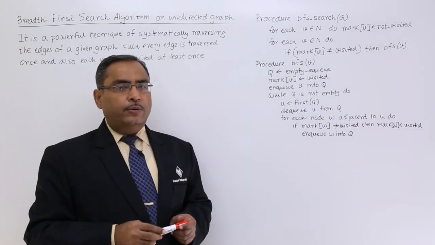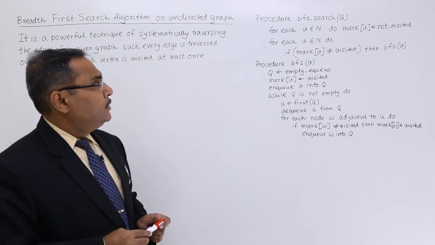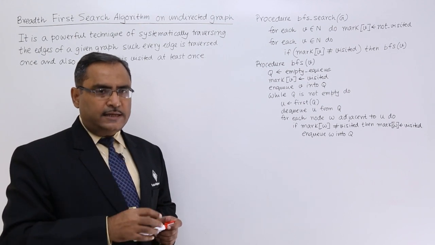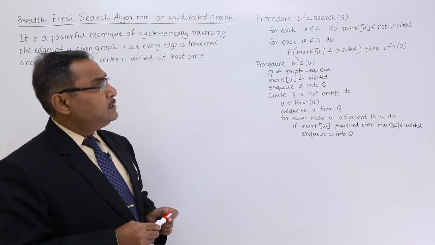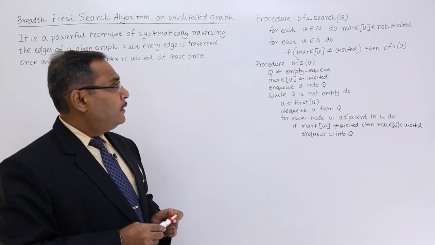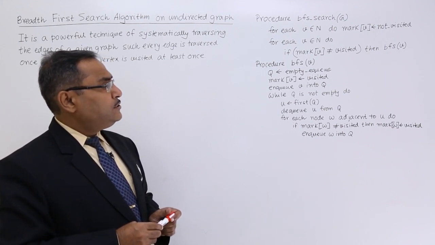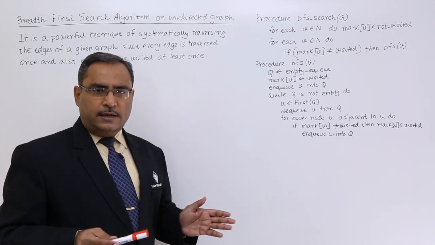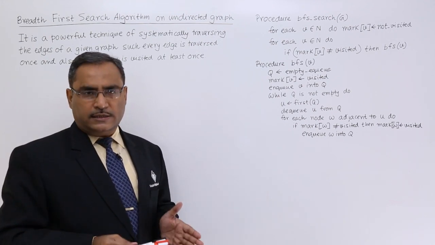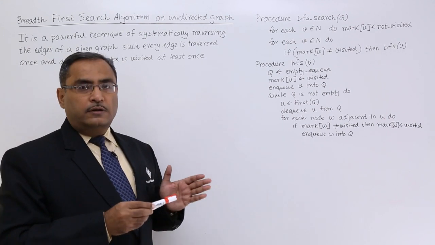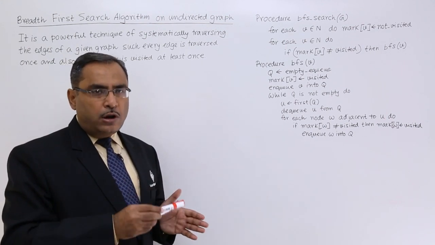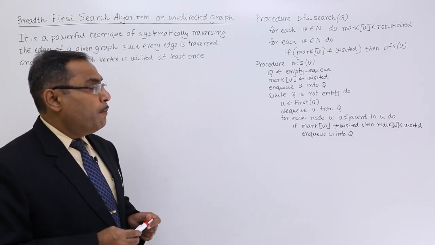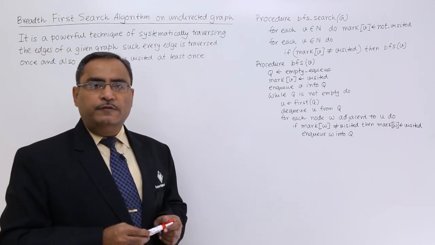Now let us go for the algorithm in this session. Procedure BFS search G. G is the graph which has been passed as input argument to this BFS search algorithm. Now see, for each V belongs to N. What is N? N is a set of vertices and V is one of the vertices, that means V belongs to N. So for each V belongs to N, do mark V is equal to not visited.